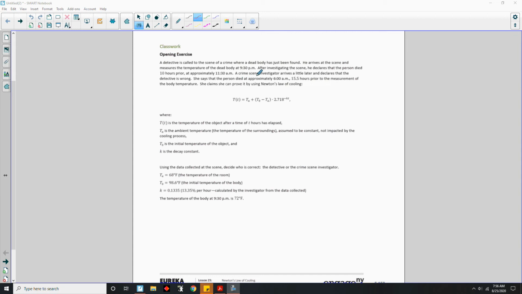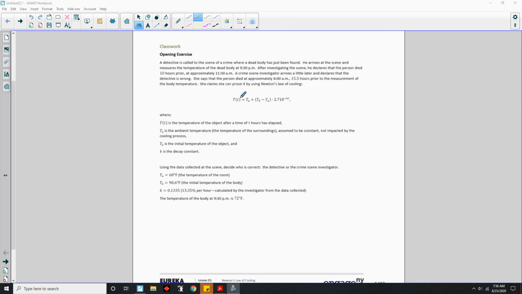She says that the person died at approximately 6 a.m., 15 and a half hours prior to the measurement of the body temperature. She claims she can prove it by using Newton's law of cooling. So this is a simplified version because Newton's law was based on calculus and physics, and obviously this is Algebra 1, so you still have geometry, Algebra 2, pre-calculus before you get to calculus and physics. So this is a simplified version of the equation.